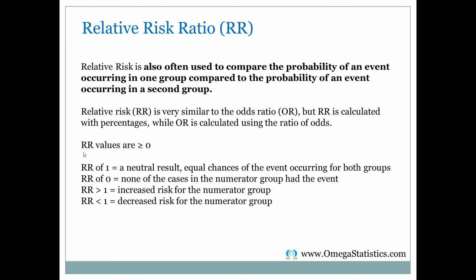Relative risk values are greater than or equal to 0. If it's 1, then it's a neutral result, which means you have equal chances of the event occurring in both groups. If it's 0, it means none of the cases in the numerator group had the event, which makes sense because it'd be 0 in the numerator. If it's greater than 1, it's an increased risk for the numerator group, which means there's more of a risk to them. And if your risk ratio is less than 1, that's a decreased risk for the numerator group, which means an increased risk for the denominator. So these are some values to know on that.